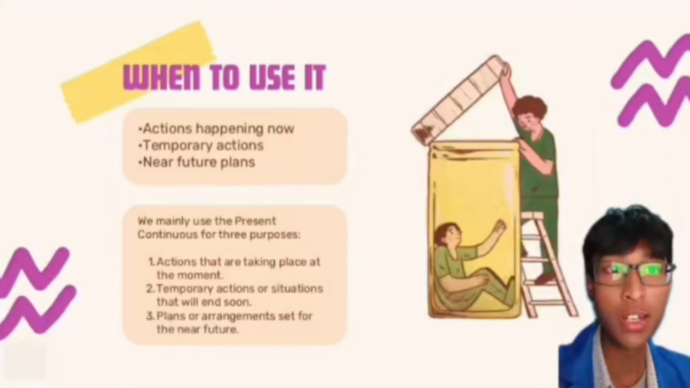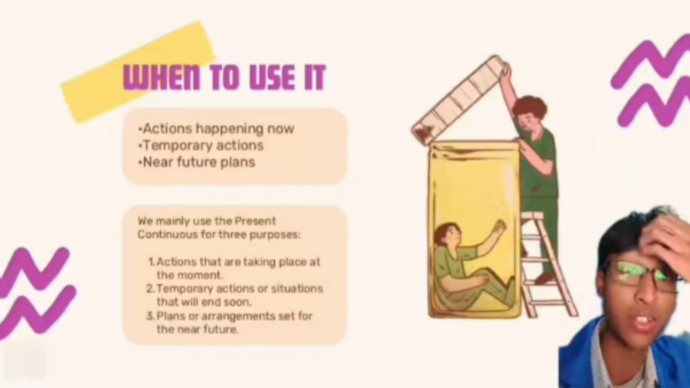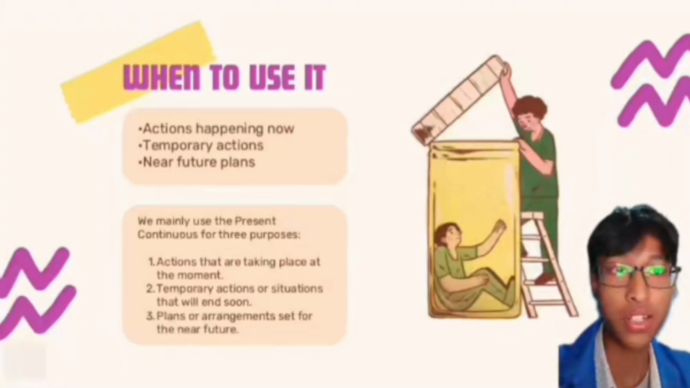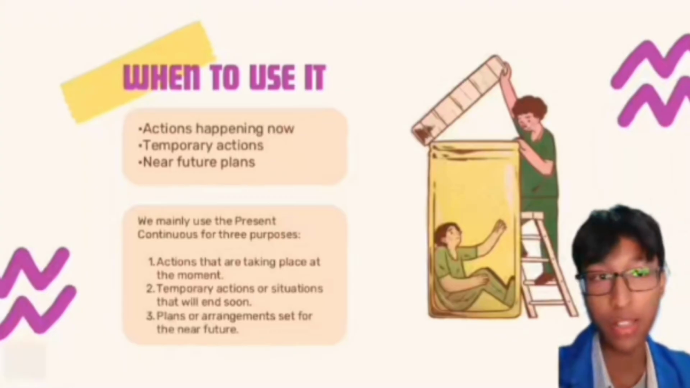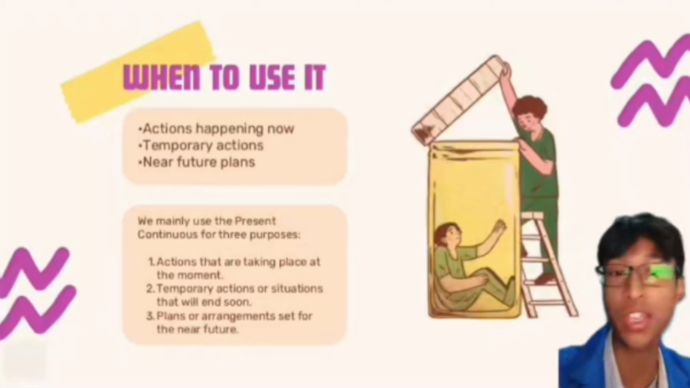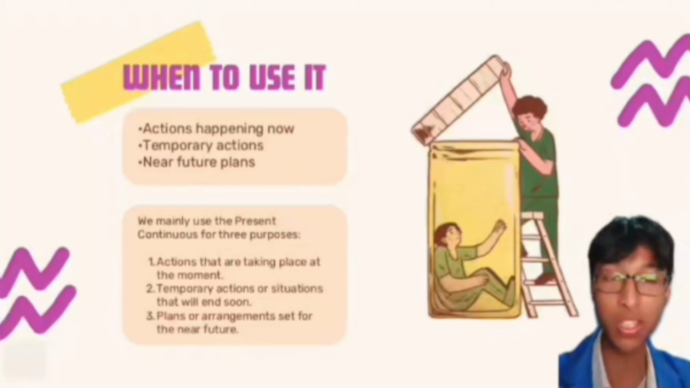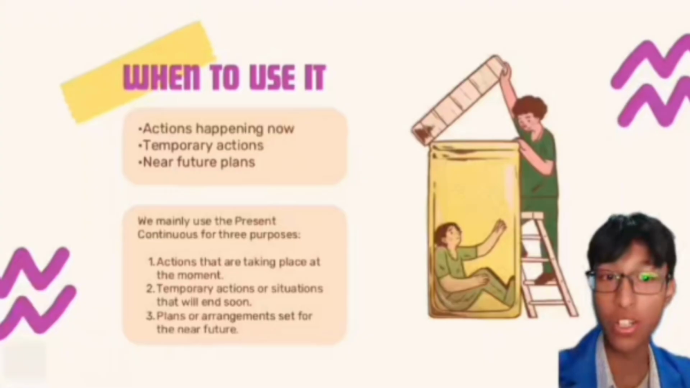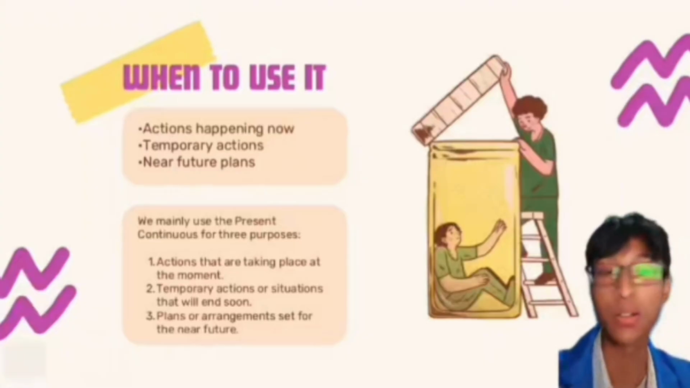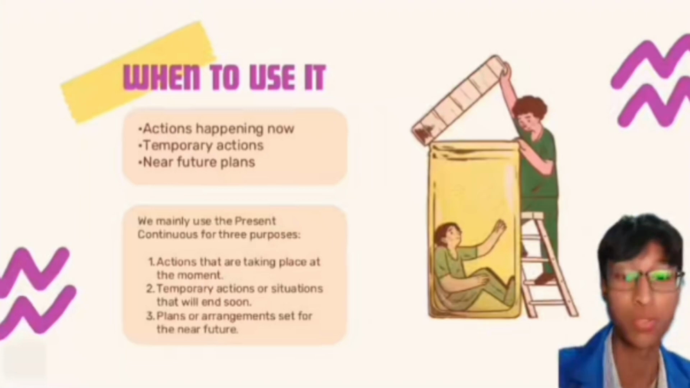So when do we actually use the present continuous? There are three main situations. First, for actions happening now, like I'm talking. Second, for temporary actions, such as I'm staying with my friend this week. And third, for near future plans, such as we're meeting our teacher tomorrow.